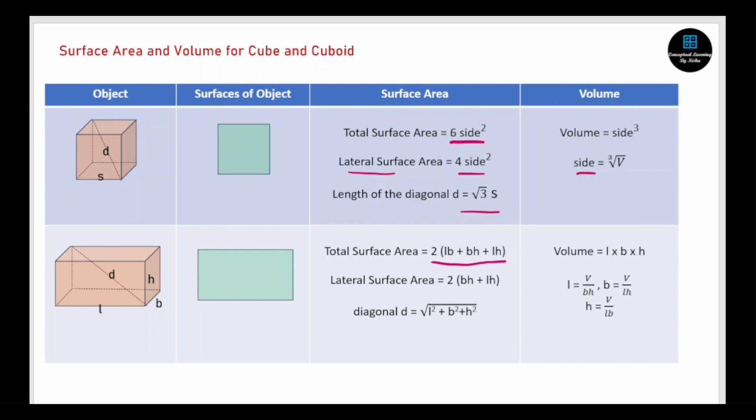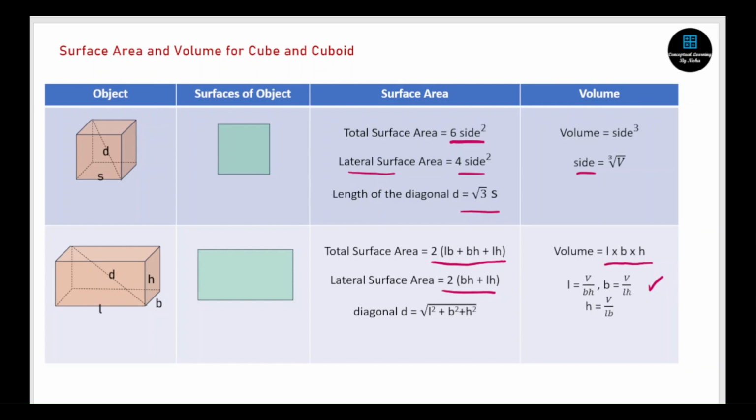Lateral surface area, again the surface area of the sides, right? So that is nothing but you have to just exclude the top and bottom, which is L and B. LB you have to exclude from this formula, and you'll get this. The length of the diagonal is nothing but square root of L square plus B square plus H square. And volume is given by length into breadth into height. Very easy formula for volume. And whenever you have to find length, breadth and height, these are the formulas which are given. So pause the video, write this formula and then solve the problems.